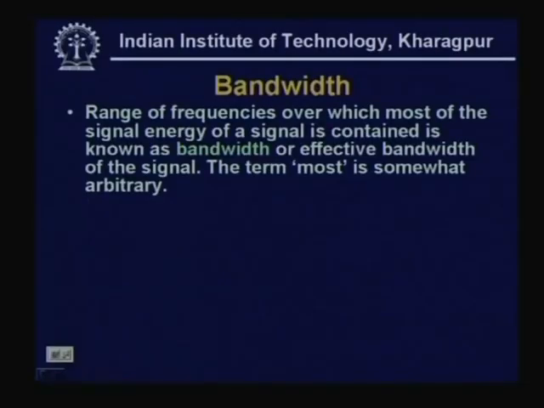Now, whenever we are representing a signal, we have seen that the frequency spectrum can be very large. However, most of the frequency components having very small amplitudes are of not much use. That is why there is another parameter known as bandwidth, which represents the frequencies over which most of the signal energy of a signal is contained. This can be the effective bandwidth of the signal. Here the term, the range of frequencies over which most of the energy lies, look at this term most.